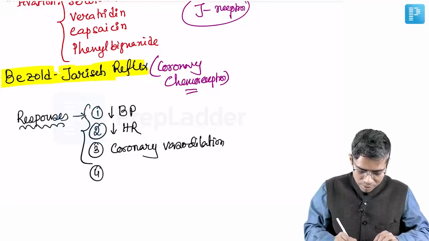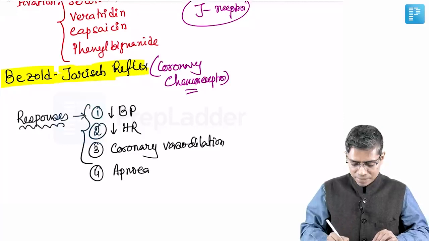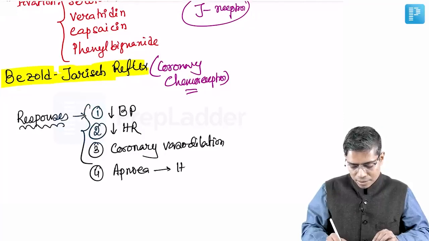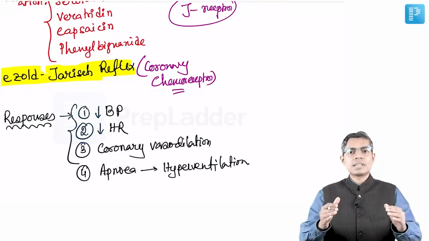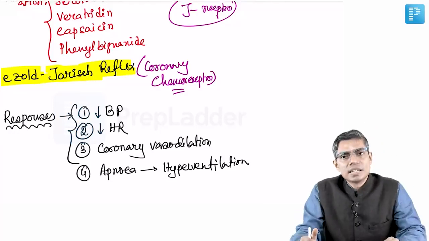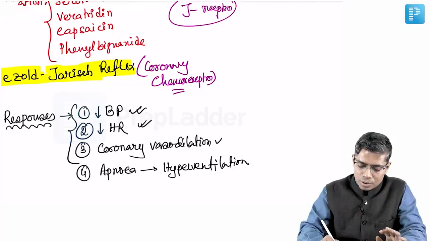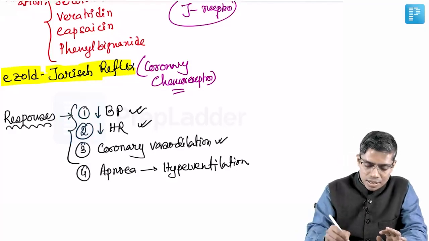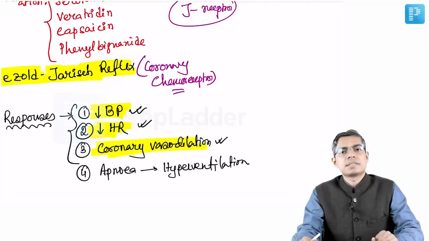Additionally, there will be a fourth response: sudden apnea, followed by compensatory hyperventilation. Getting my point? So sudden apnea followed by compensatory hyperventilation, along with hypotension, bradycardia and coronary vasodilation. These three are known as the triad of the Bezold-Jarisch reflex.